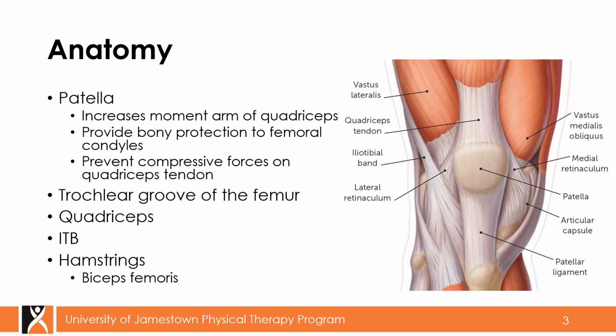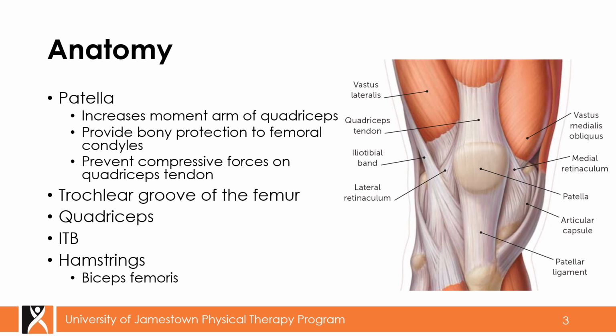We're going to start out this section by looking at some of the anatomy and the biomechanics of the patellofemoral joint and the knee itself. So it all starts with the patella when we're discussing patellofemoral pain. The patella increases the moment arm of the quadriceps. It provides bony protection to the femoral condyles. It also prevents compressive forces on the quadricep tendon. There's a trochlear groove that the patella rests on, and it slides up and down, superiorly and inferiorly, as you go into flexion and extension.